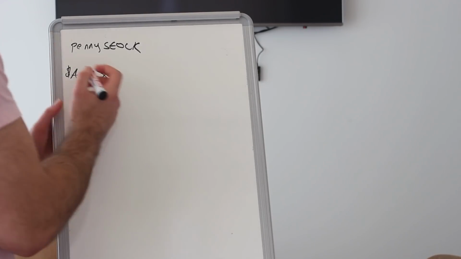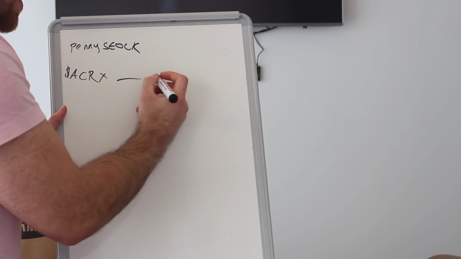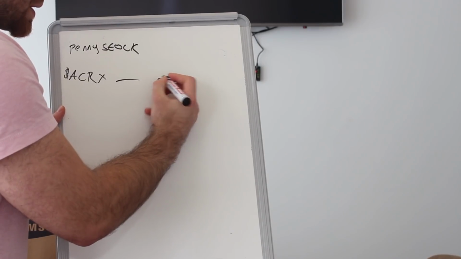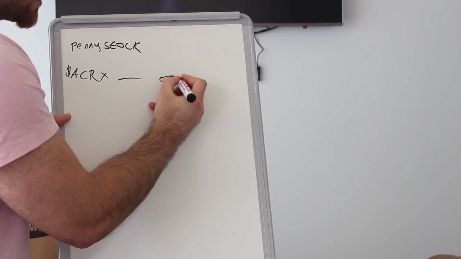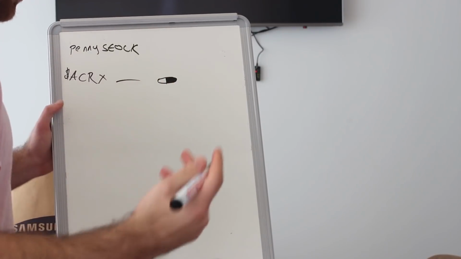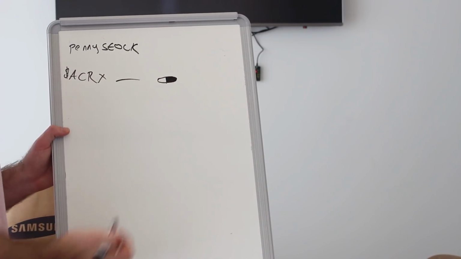Because these stocks have to come out with drugs. By the way, this is a biotech stock. So a biotech stock has to develop a pill. Let me just draw a little pill here. All right. This is a pill, for example. Biotech, they're developing pills like Panadol or something, syringes. So they have to develop a pill.